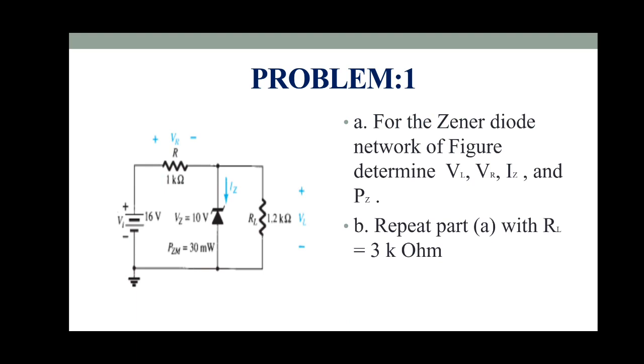Now we will solve some numerical problems. Please follow this network. Here the input voltage is constant, the load resistance is constant. First, for part A, the load resistance is equal to 1.2 kilo ohm, whereas for part B, this should be equal to 3 kilo ohm. And for this, we have to find out VL, VR, IZ, and PZ. So let's start solving this problem. For part A, that is for RL equals 1.2 kilo ohm.